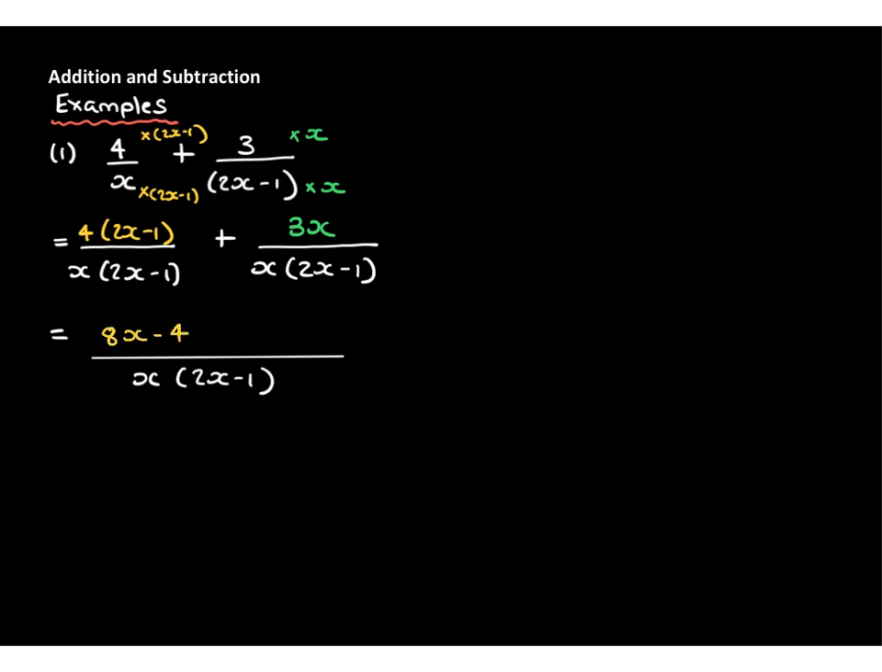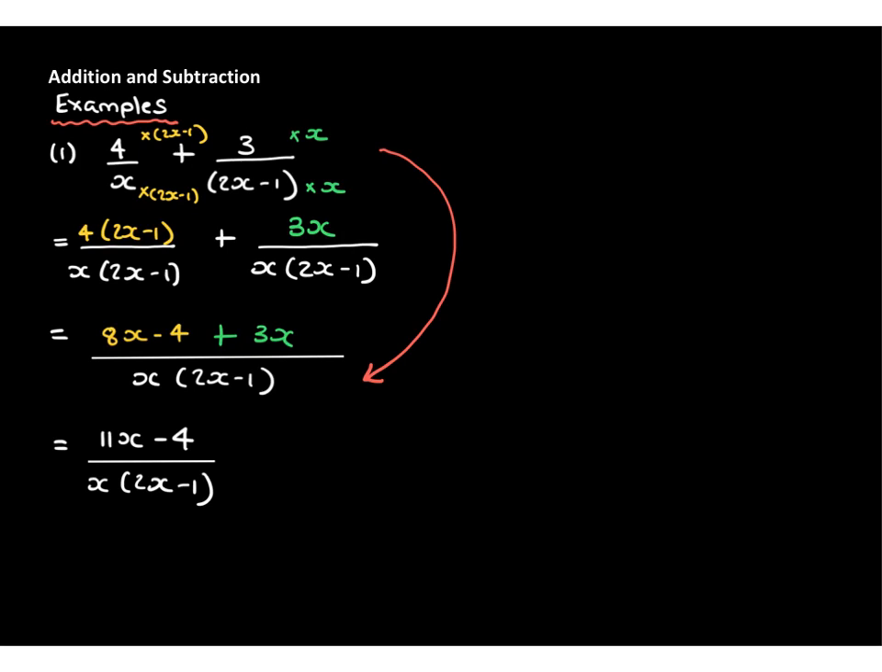So simplifying the terms in the numerator, this will give us 8x minus 4 plus 3x. So the final answer will be 11x minus 4 over a denominator of x bracket 2x minus 1. Again, no need to expand the denominator unless we are instructed to do so. Now, quite often we jump straight from this step directly to this step, missing out the one beforehand.